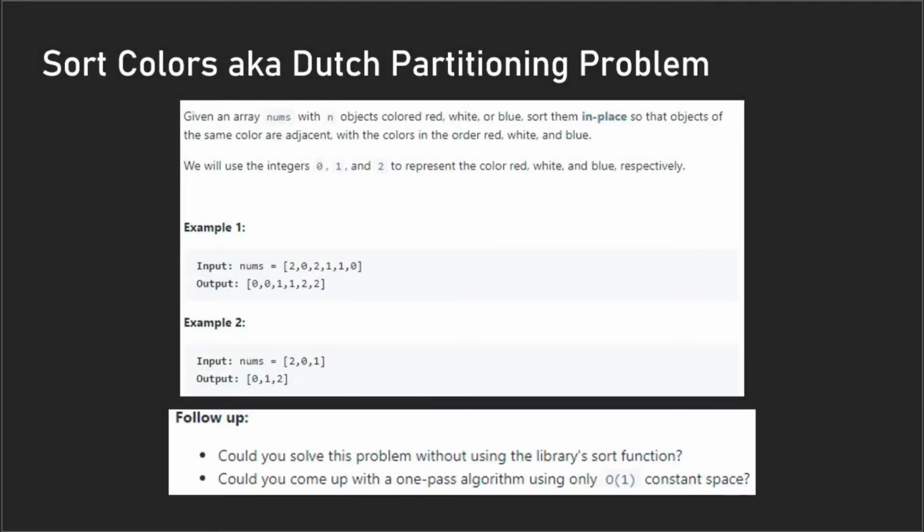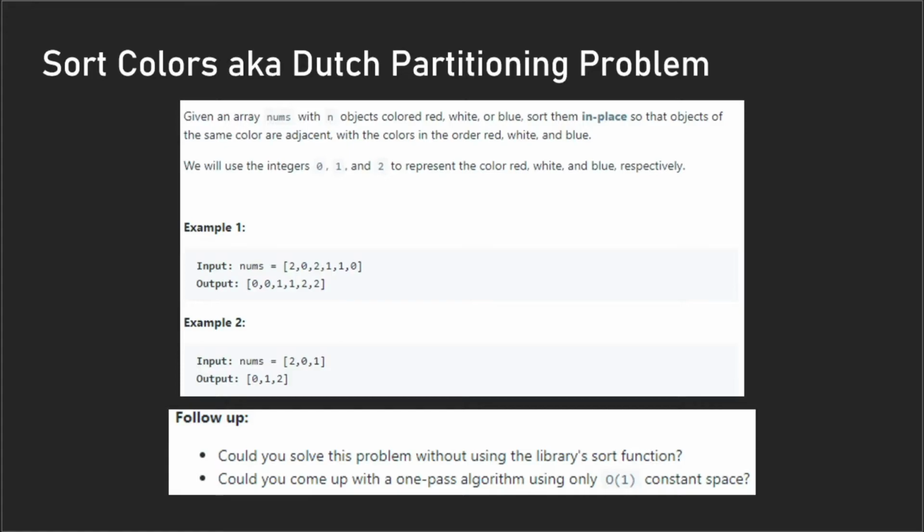Today I'll be going over sort colors, also known as the Dutch partitioning problem. In this problem, you're given an array of nums with integers 0, 1, and 2, and you're supposed to sort those nums such that all the zeros come first, and then the ones, and then the twos.